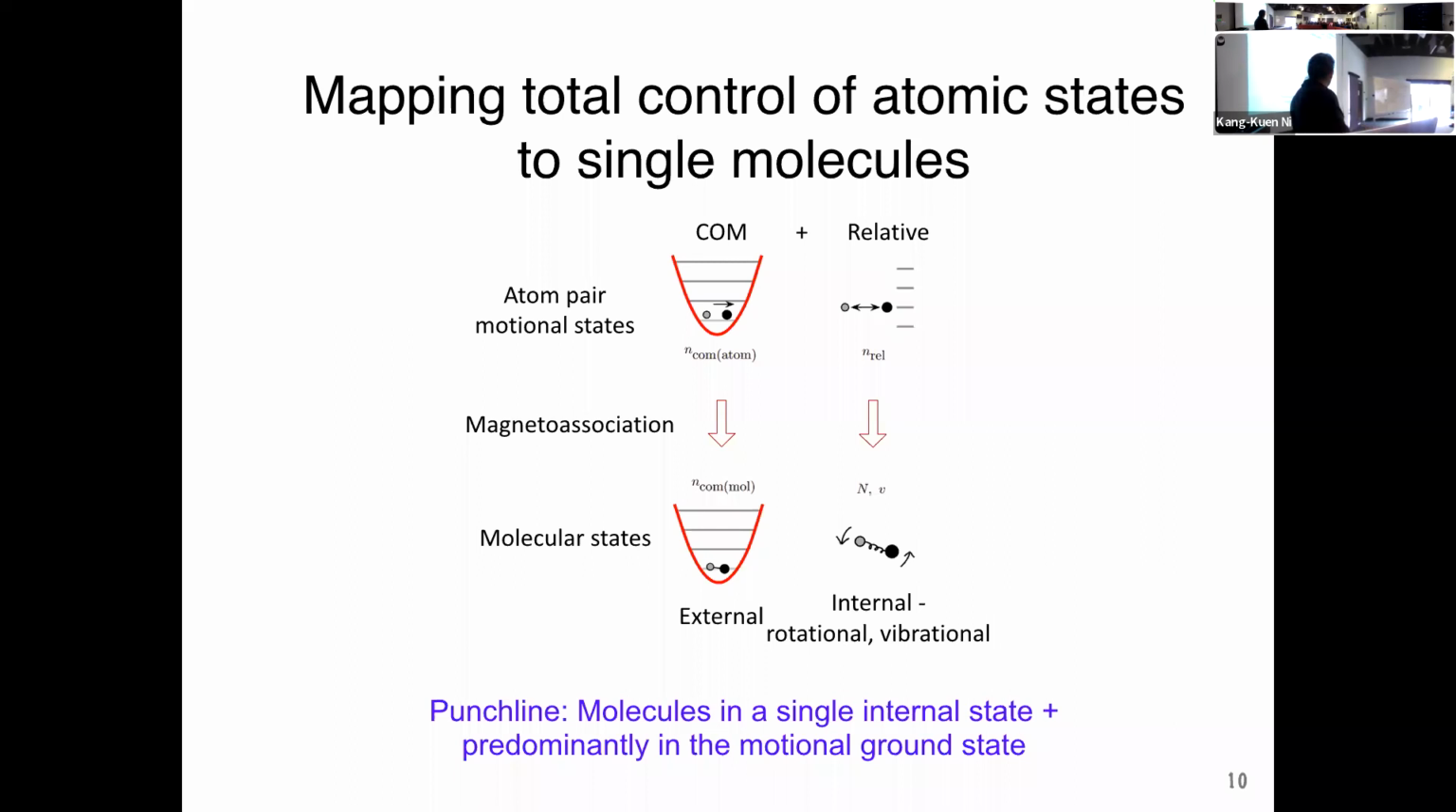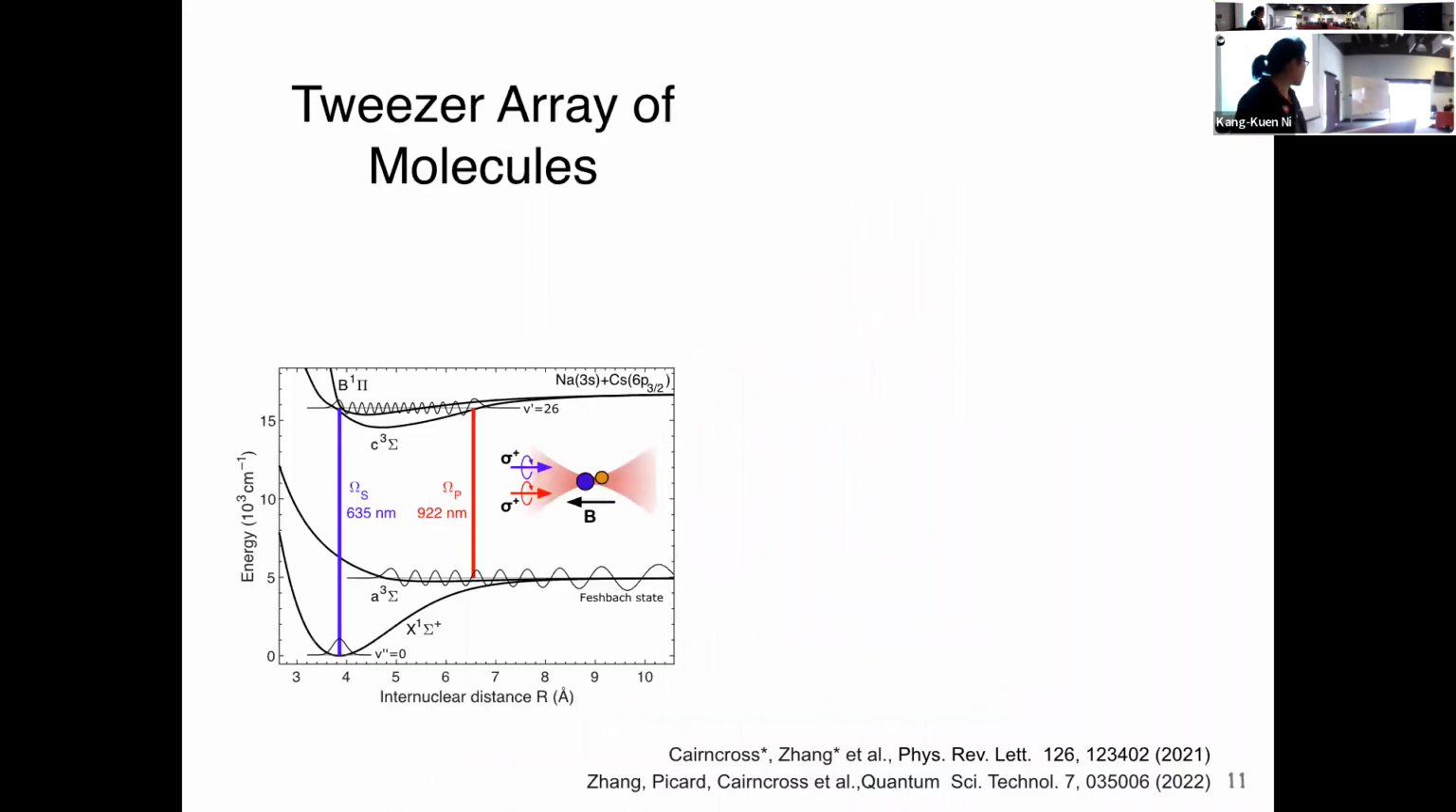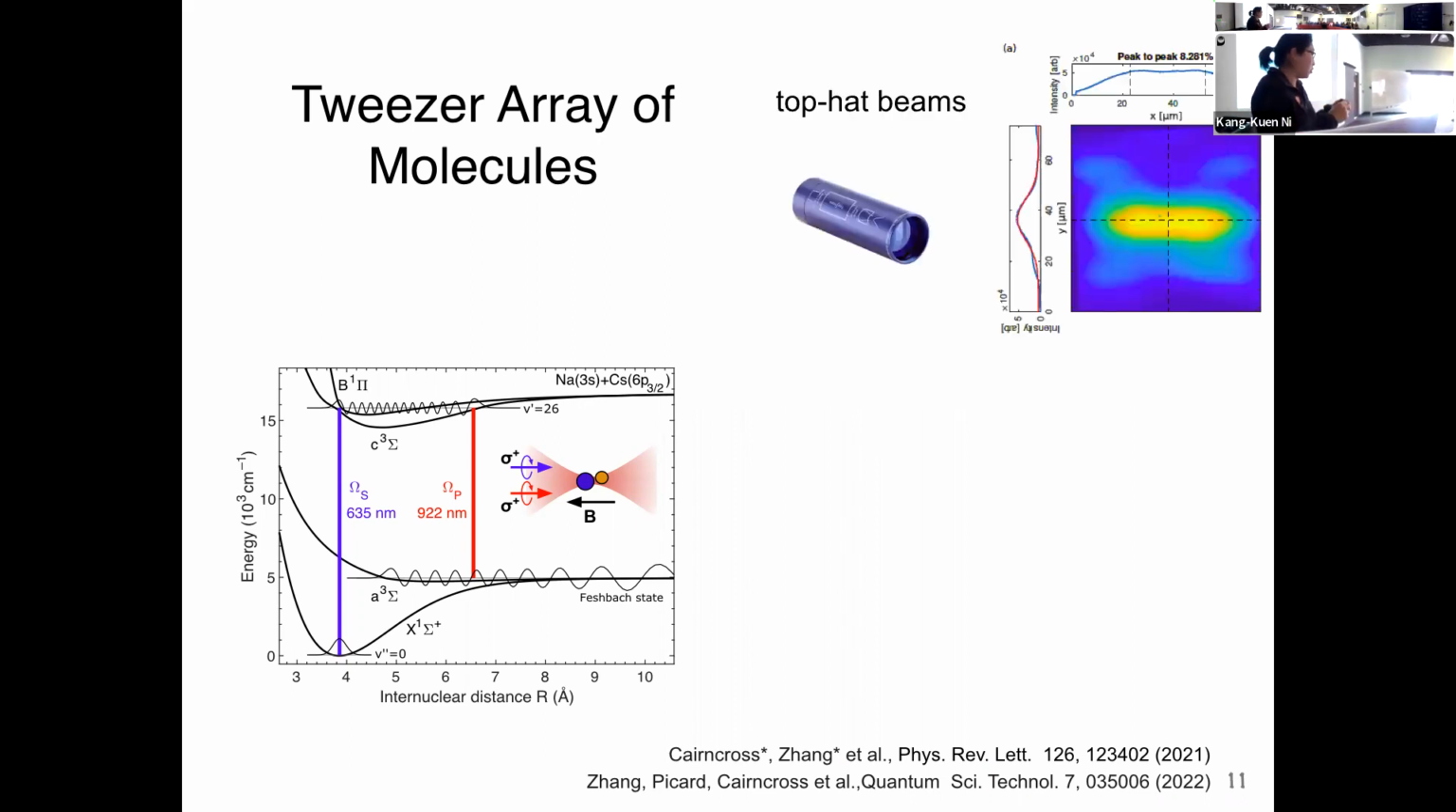Ultimately, we have molecules in a single internal state, predominantly in a motional ground state, so sort of between 60 to 70%. Now, from Feshbach molecules, what Simon introduced already, we can do a two-photon coherent transfer to bring them all the way down to the low vibrational ground states. And this is a specific scheme for sodium cesium that we utilize. Initially we were working with single molecules. Now we have an array of molecules.